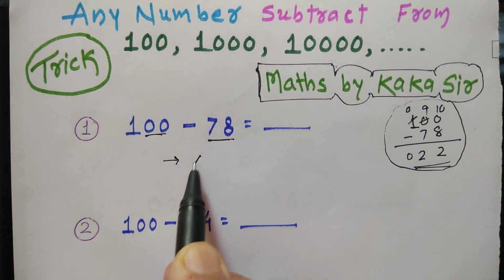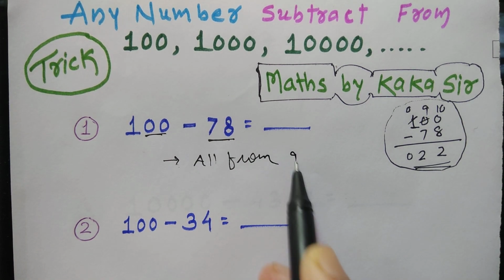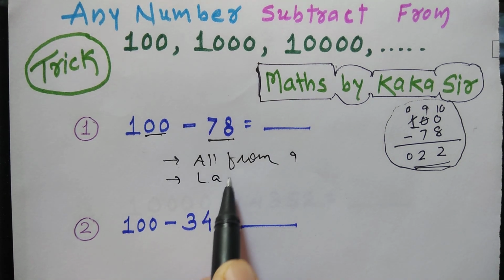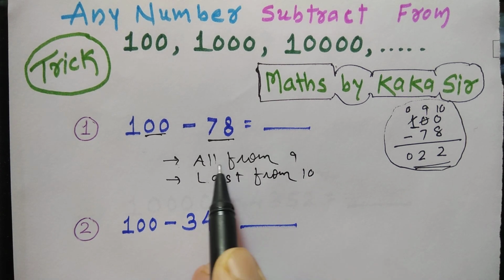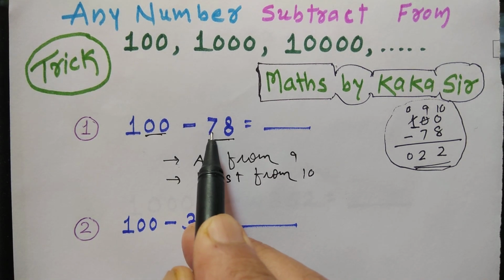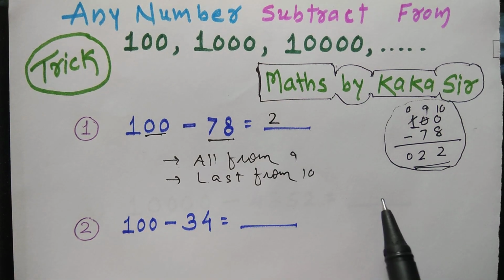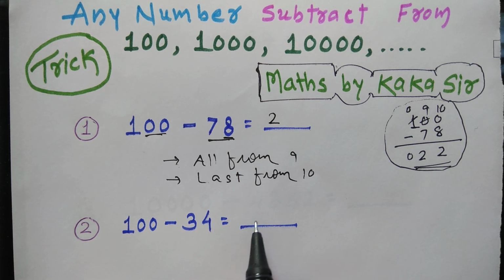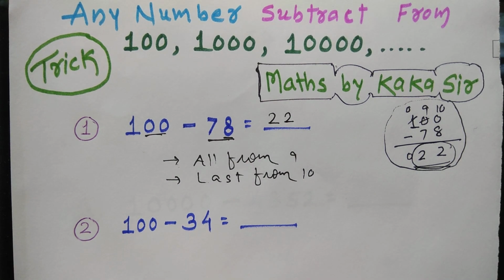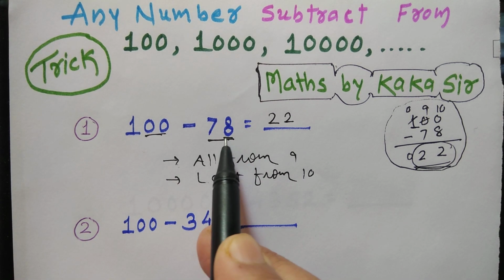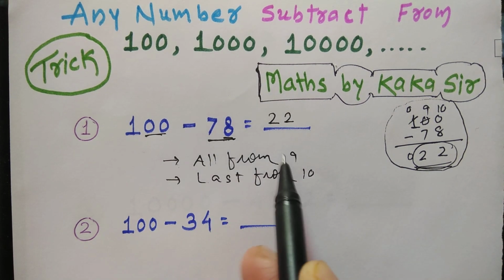The rule is: all from 9, and the last from 10. Remember these two sentences. 7 subtracted from 9 means 2, since 7 plus 2 is 9. And 8 subtracted from 10: 10 minus 8 is 2. Then we can directly write 22. The last digit we subtract from 10 and the digits other than the last we subtract from 9.